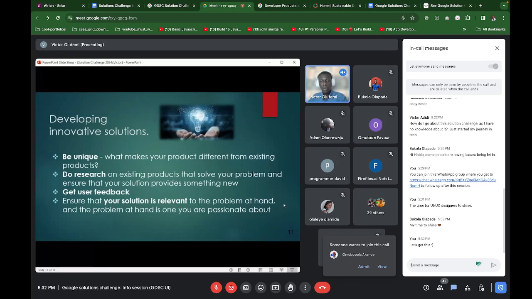Then of course do research on the products and on the problem you are trying to solve. I'm not saying you should read research papers, obviously, but you could do market research. Is there even a market for this, right? Are there people that actually would subscribe to this product or even use this product at all, right? And another one is get user feedback, right?